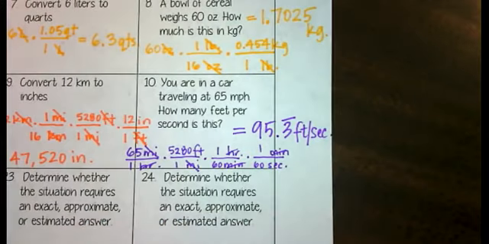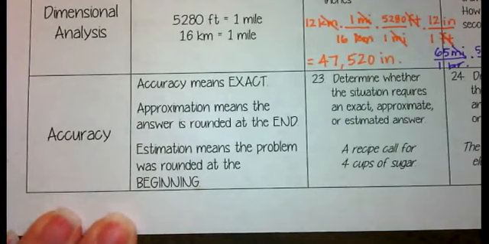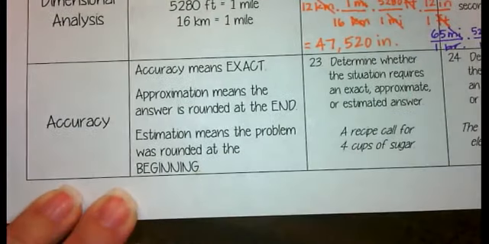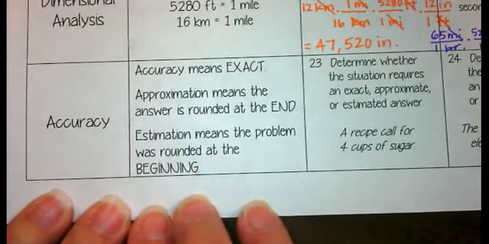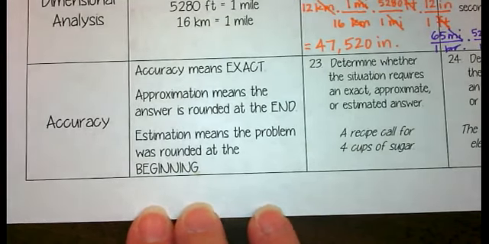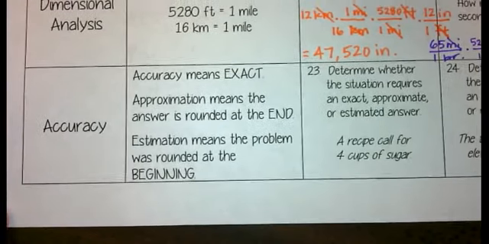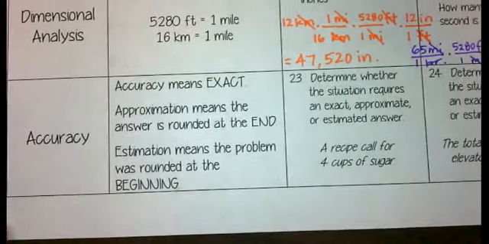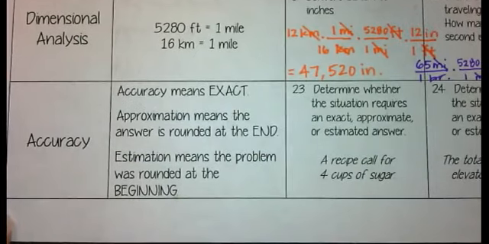All right. Next up, we're going to look at accuracy. Accuracy is talking about how exact your answer is, how accurate your answer is, and it's all based on rounding, estimating, approximating. This is one of the reasons why if you use the pi button on a calculator, you'll get a different answer than if you use 3.14. So accuracy is talking about how exact your answer is.